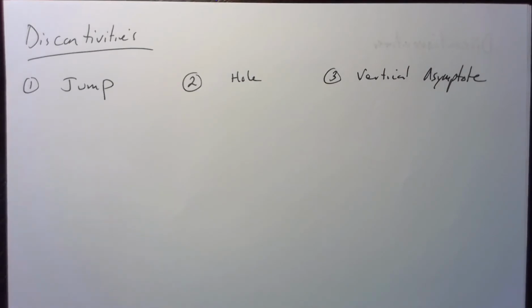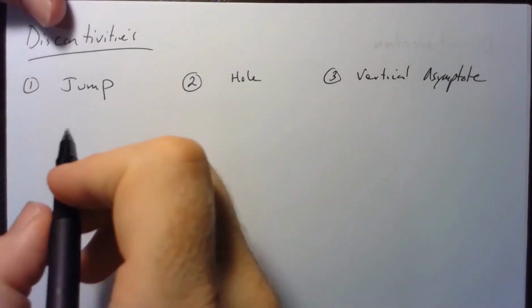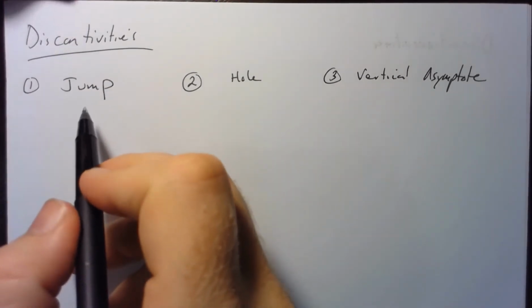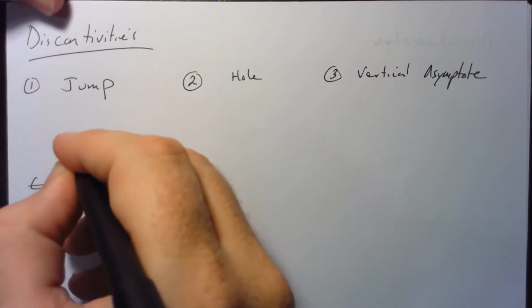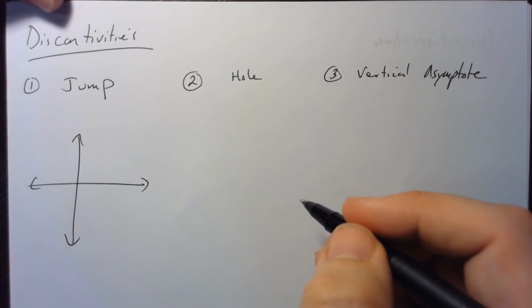In this video, we'll be talking about discontinuities, specifically discontinuities of rational functions. So in this case, a jump discontinuity doesn't actually occur when we talk about rational functions. A jump discontinuity specifically only occurs when we're looking at functions that are piecewise.